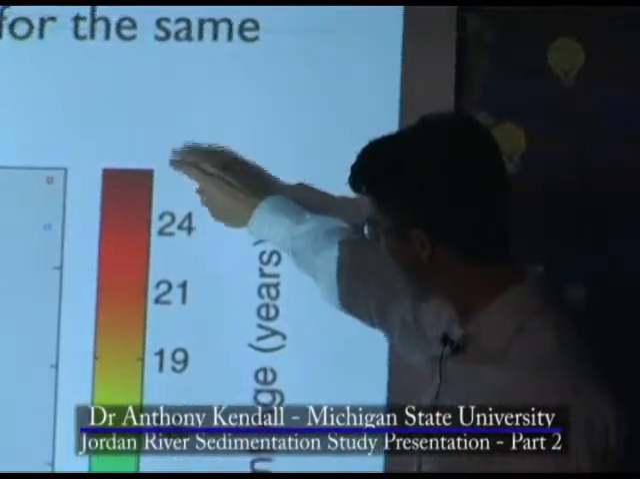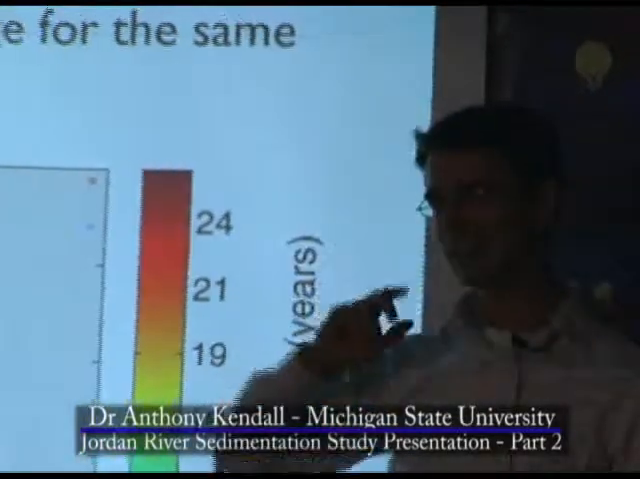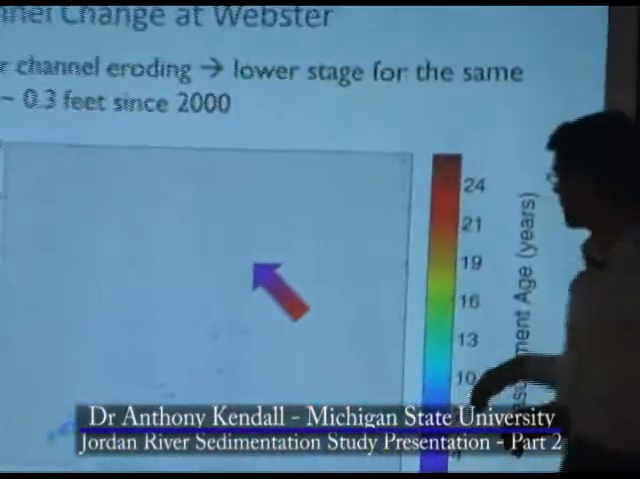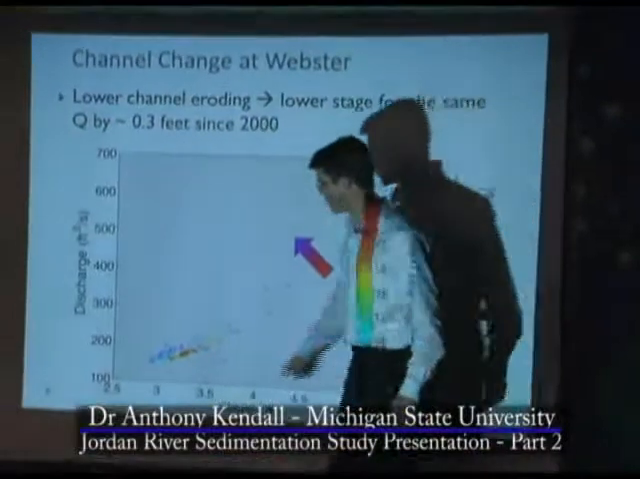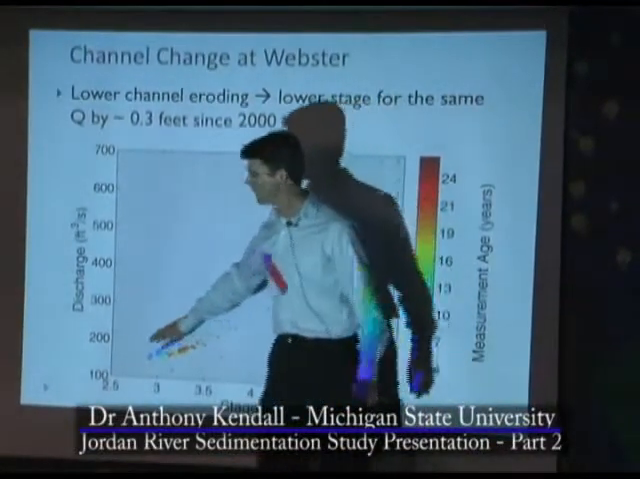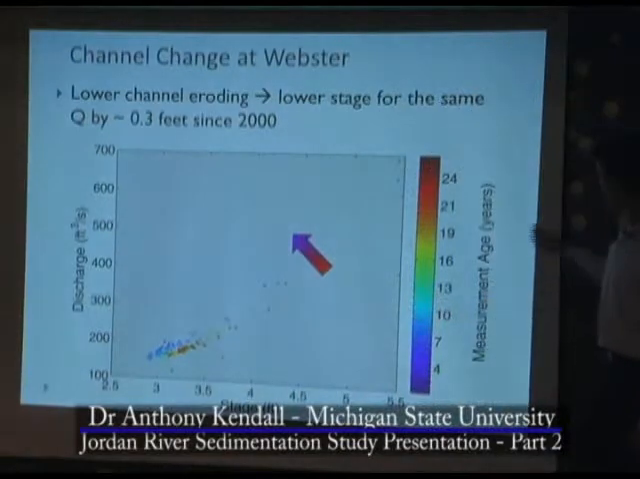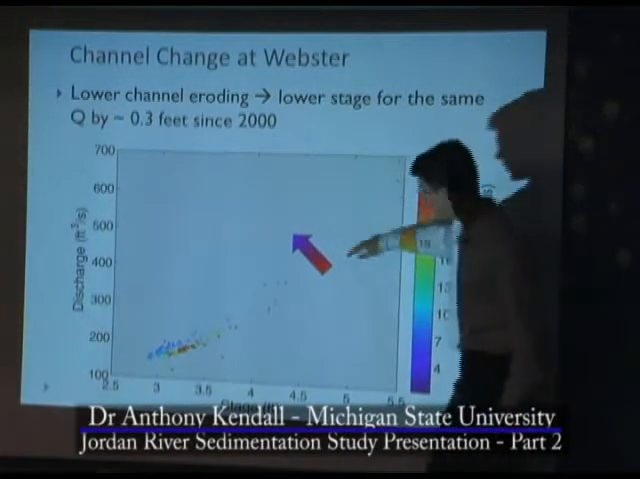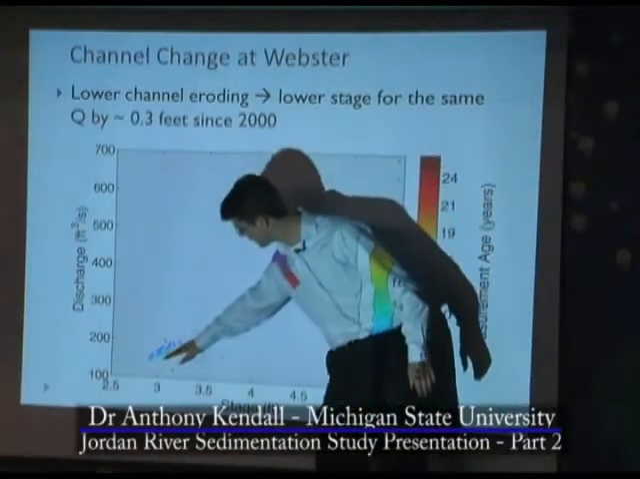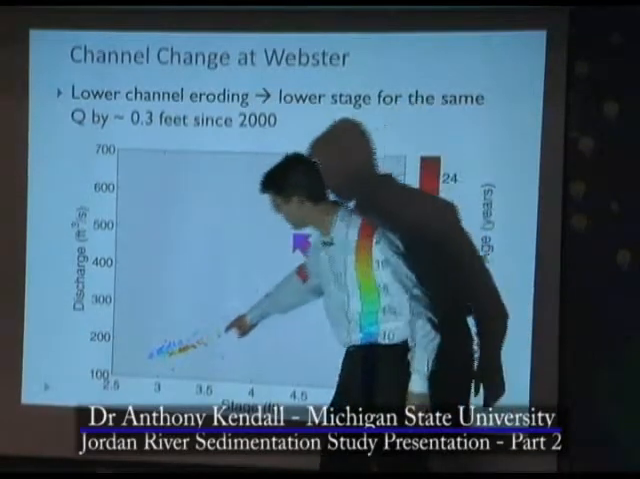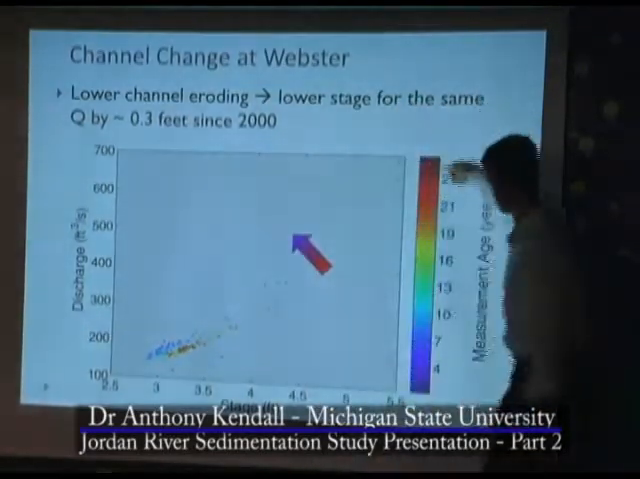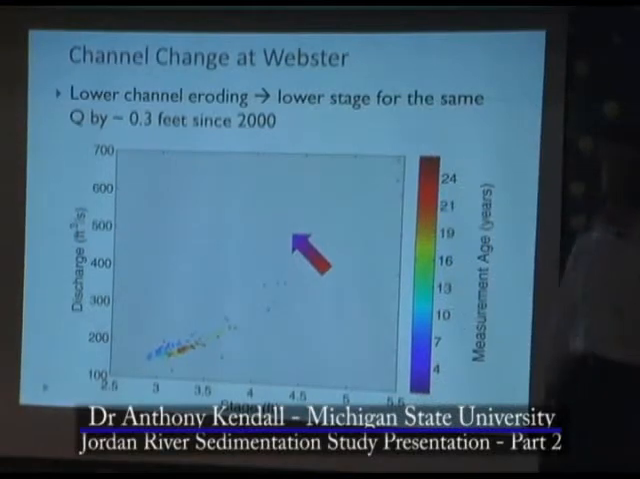So what I did was I took all of their measurements back to, I think the oldest were 27 years ago, so 1980, maybe 1982. I took the stage of the river at that point versus its discharge, and color coded that through time. What you see here is that if you fit a curve through that, you've got a good stable curve up to about the light green. So we go down to the light green and we have about 15 years ago.